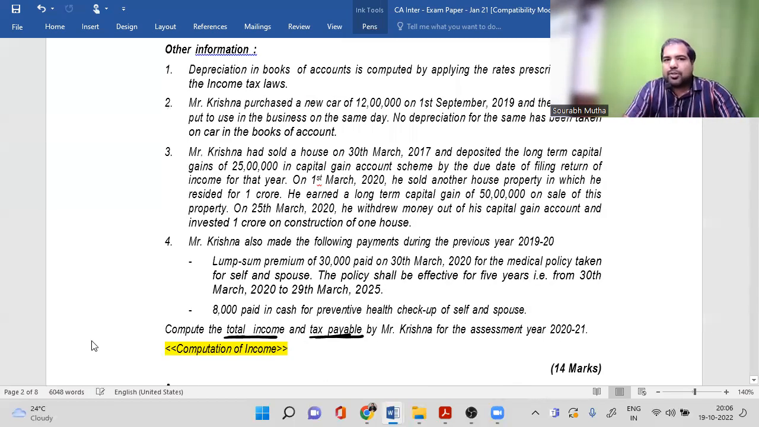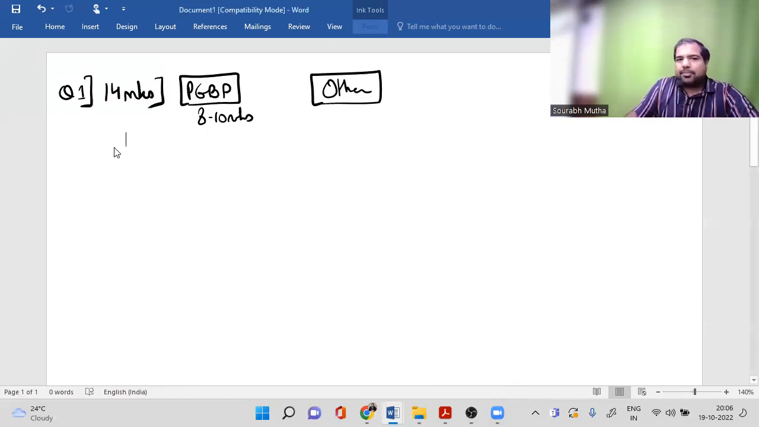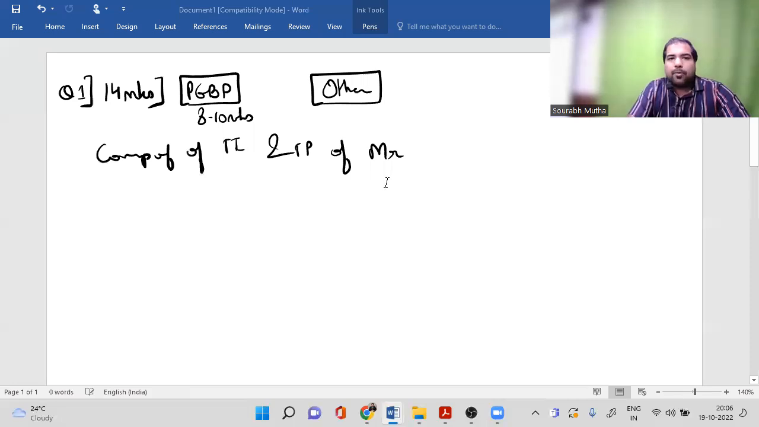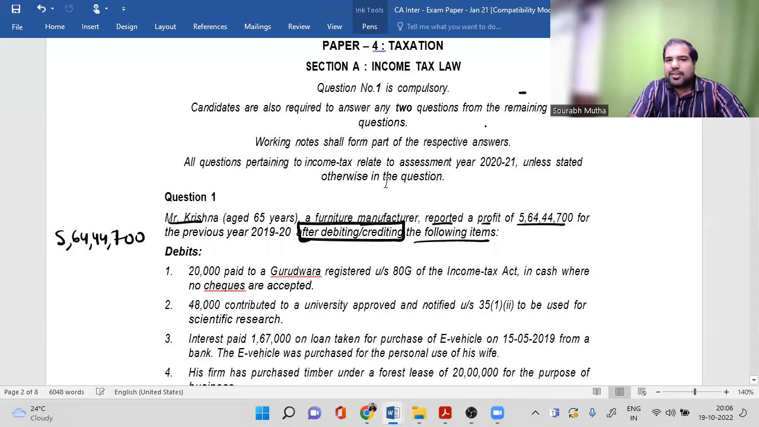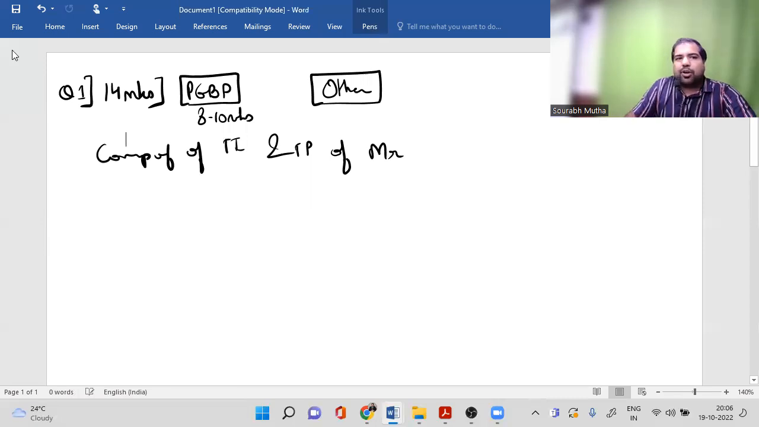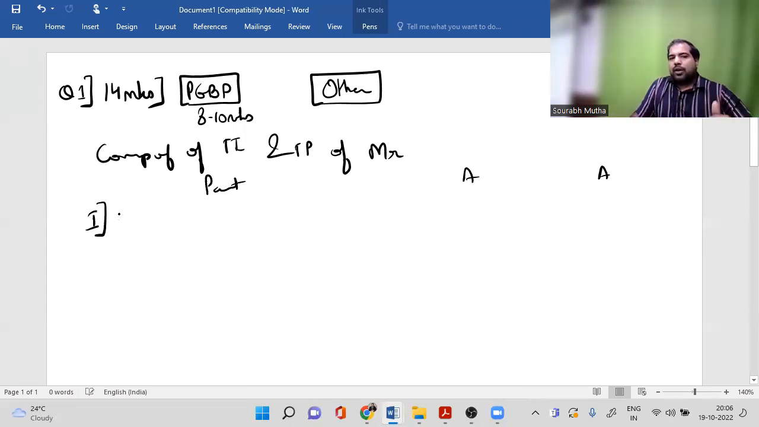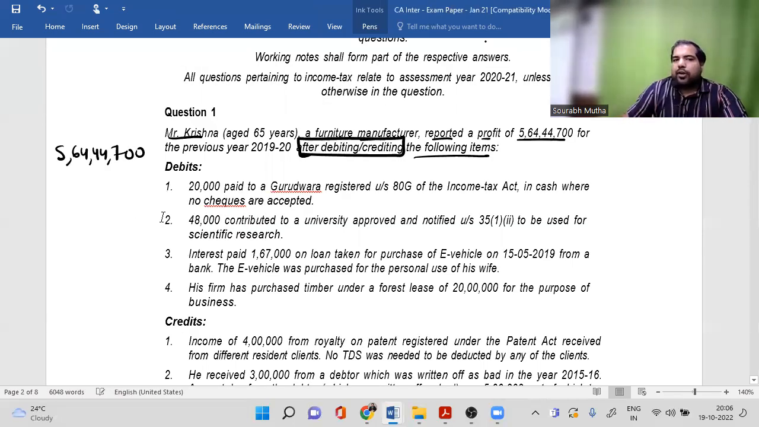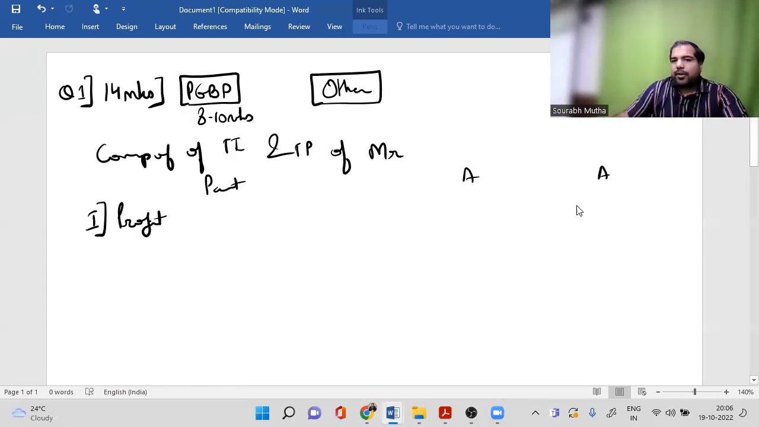How will you start this question? You will start by writing something like this: computation of total income and tax payable of Mr. Krishna. And you will typically make 3 columns: one is particulars, one is amount, and one is amount. And guys, you will start off with what they have given you. Have they given you the profit already calculated? How much is that, guys? 5 crore 64 lakh 44,700. This is your starting point. Anything that is wrong, will you correct it?